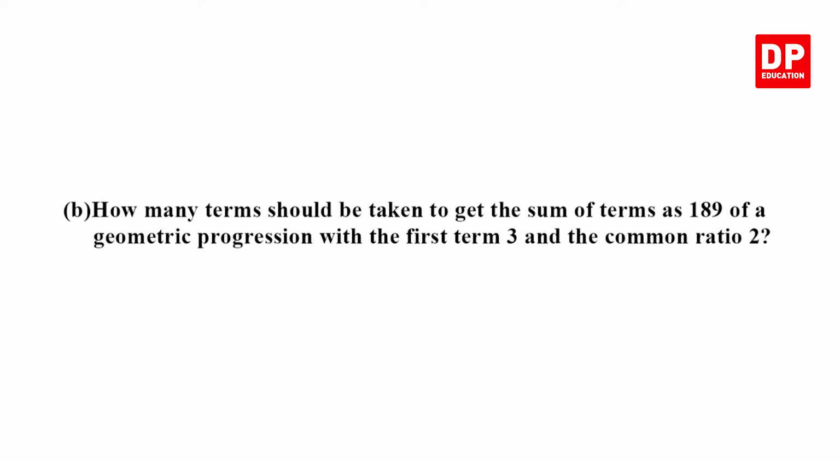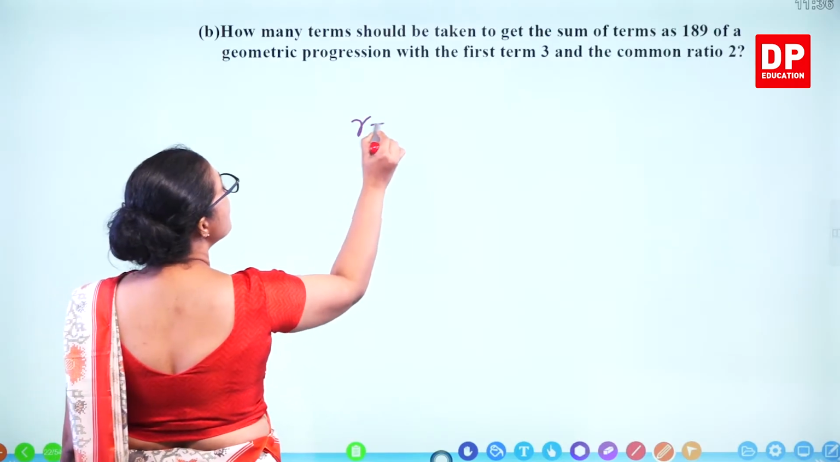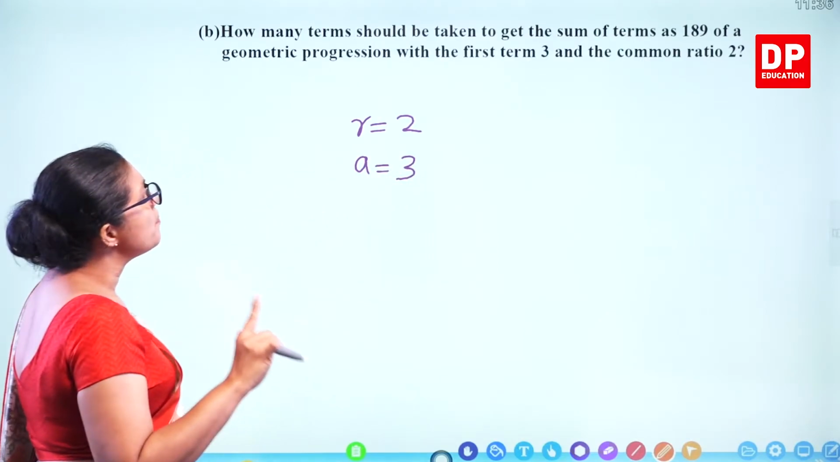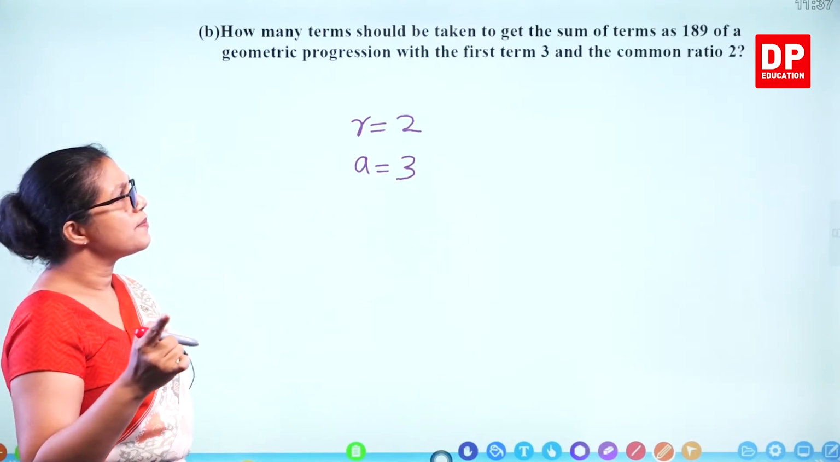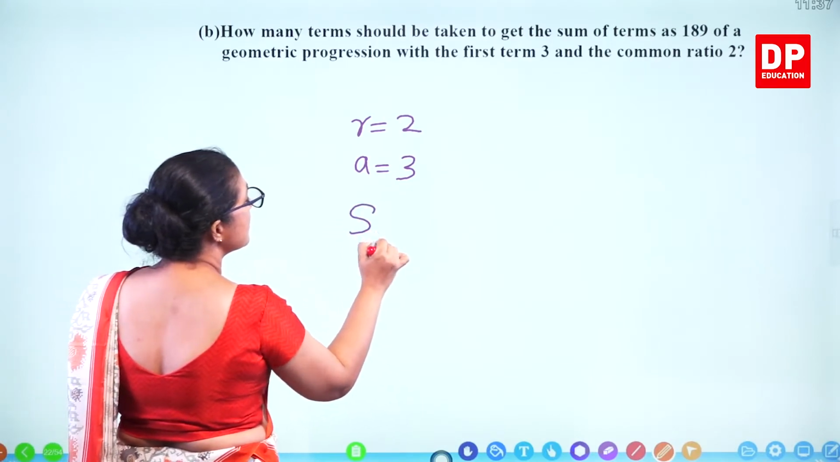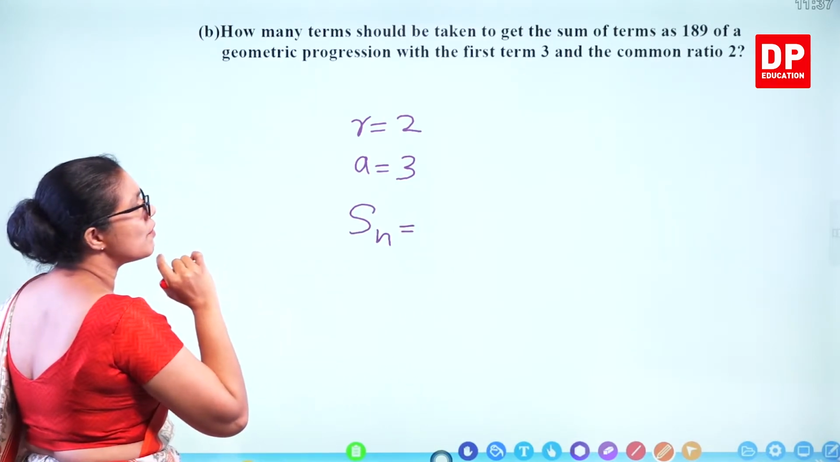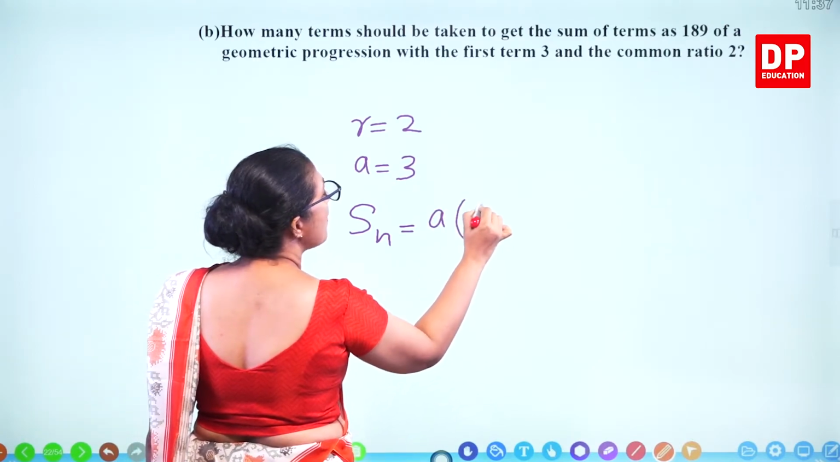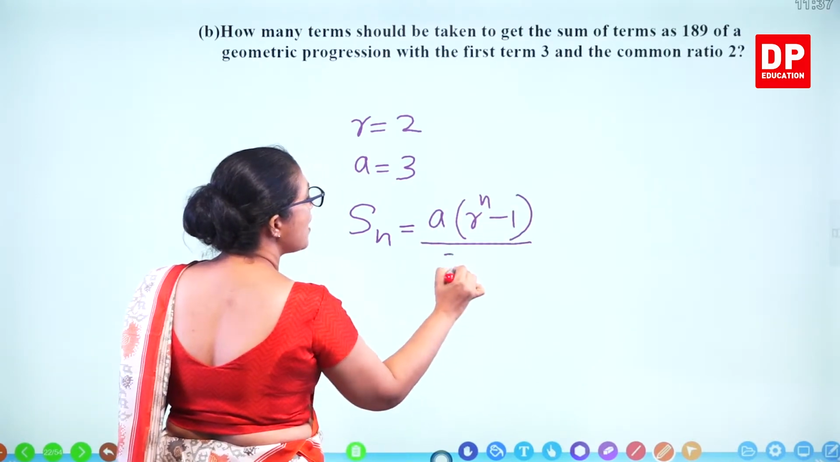B. How many terms should be taken to get the sum of terms as 189 of a geometric progression with the first term 3 and the common ratio 2? Common ratio 2 and the first term is 3. How many terms should be taken to get the sum of the terms? So Sn formula you need. What is Sn? a(r to the power n minus 1) over r minus 1.